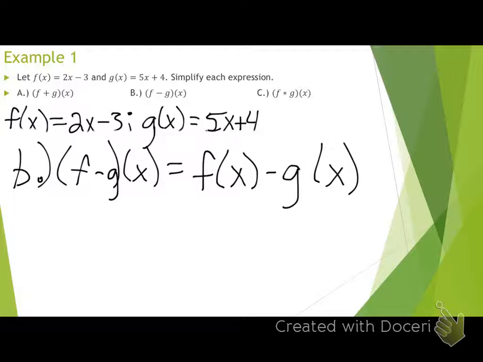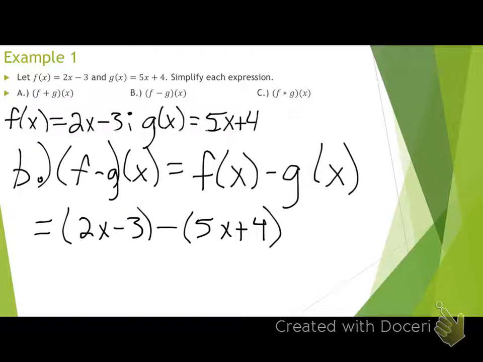Okay. Once again, what does f of x equal? 2x minus 3. Bring down your minus sign from the formula. What does g of x equal? 5x plus 4. Notice I've been using parentheses to plug in. I want you to use parentheses to plug in. I'm about to show you why.